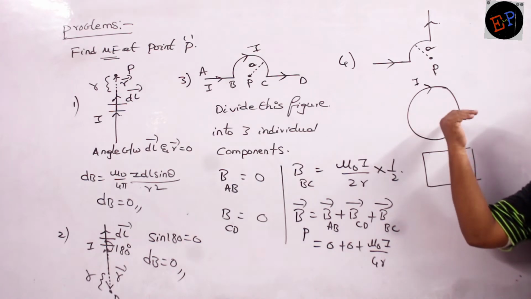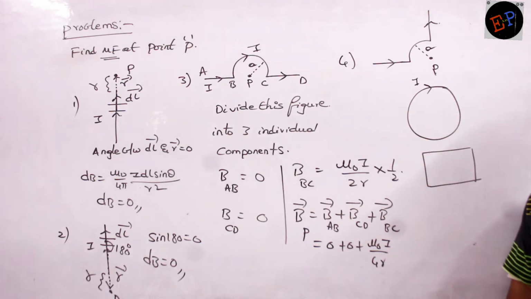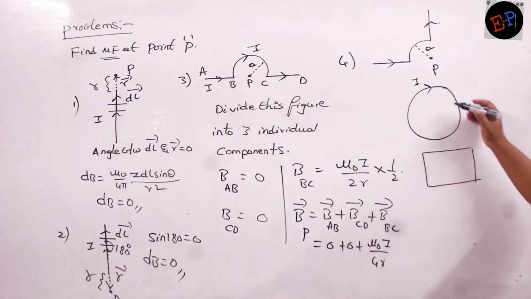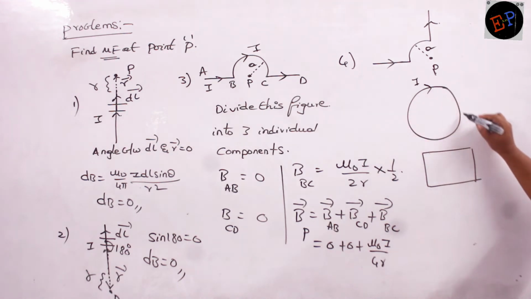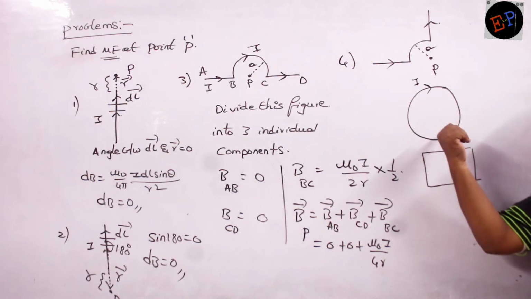Are you able to understand? Then what is the direction of thumb? That will be the direction of magnetic field. Clear? See here. Now because of this coil, can you say what is the direction of field? Perpendicular and inside the board.